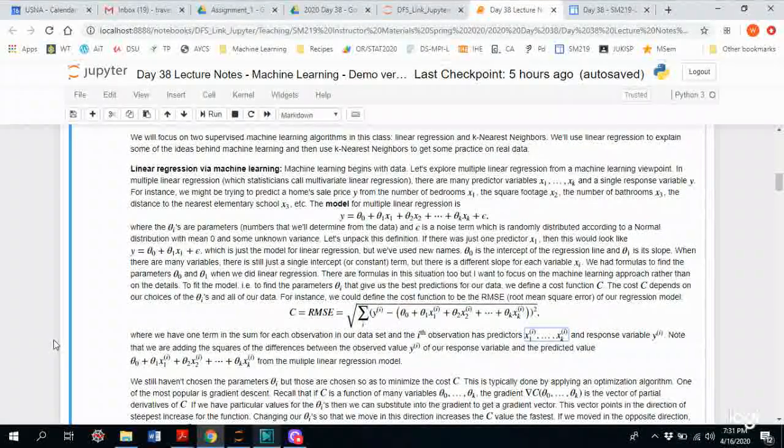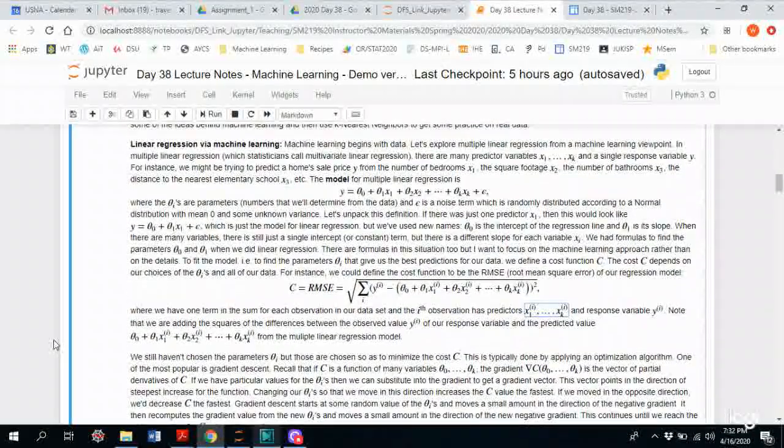We're going to focus on two supervised machine learning algorithms in this class, linear regression and k-nearest neighbors. We'll use linear regression to explain some of the ideas behind machine learning, and then in another video, we'll use k-nearest neighbors to get some practice on real data. Machine learning begins with data.